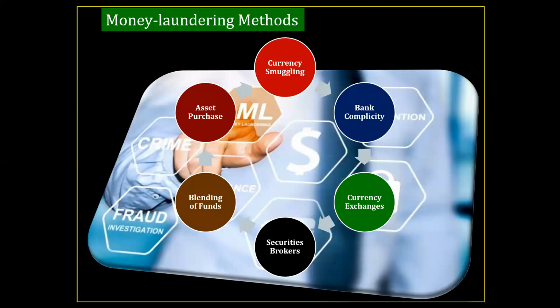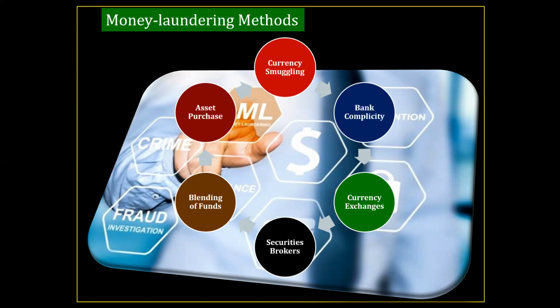The next thing that we are going to talk about is the money laundering process and what the methods of money laundering are. So the first method is currency smuggling, second bank complicity, third currency exchange, security brokers, blending of funds, asset purchase. There are various other methods also, but we are going to talk about these six methods. The first one is currency smuggling. This is the physical illegal movement of currency and monetary instruments out of a country. The various methods of transport do not leave a discernible audit trail.